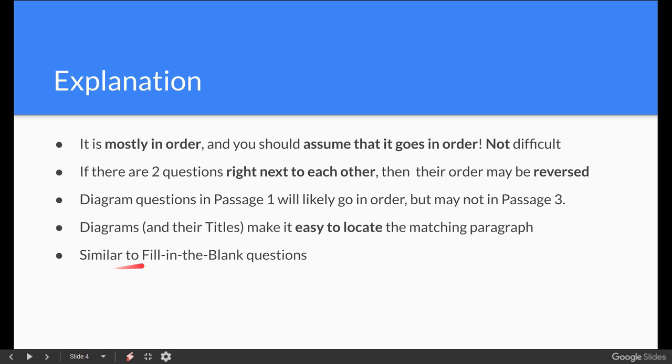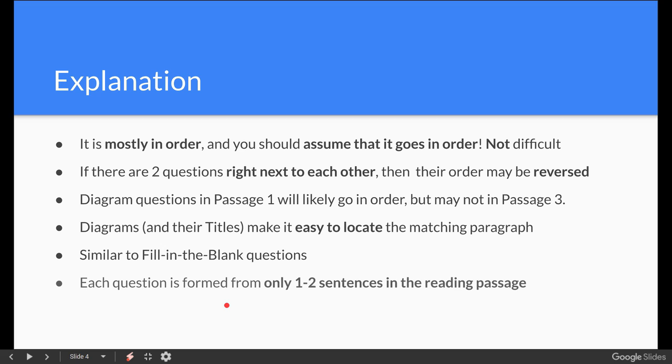Now, these questions are similar to fill in the blank questions. You already know that. I mean, you have a diagram, but the structure of the question is still the same. You have the question and there's a blank line that you have to figure out the answer for. And like always, this question is also formed from only 1 to 2 sentences in the reading passage.